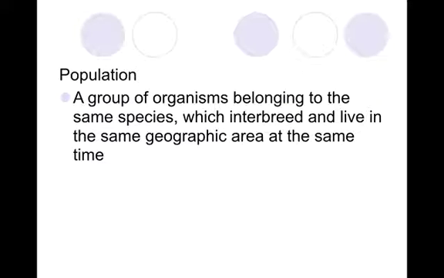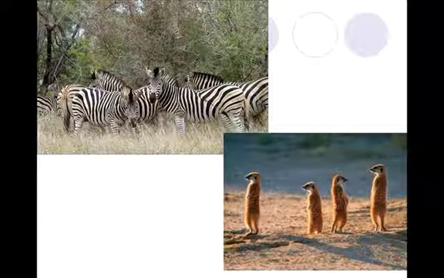Now, if I have a bunch of the same organisms that live in the same geographical area and they belong to the same species and they can interbreed and live together at the same time in the same area, we call that a population. Here are some examples of two different populations.